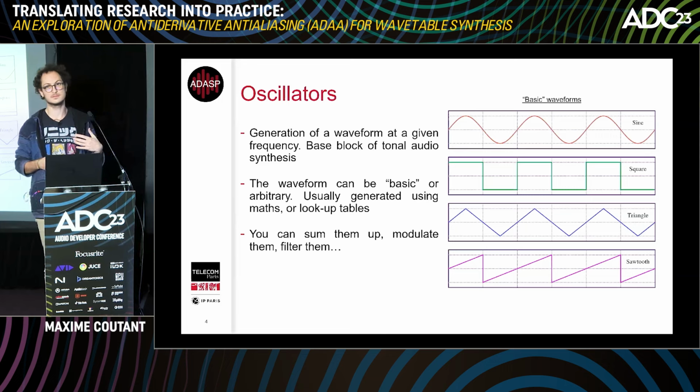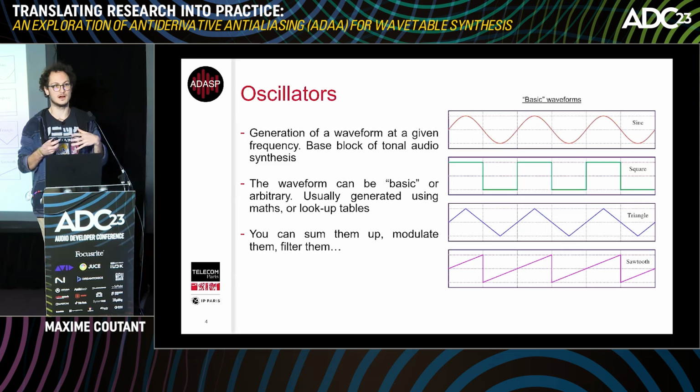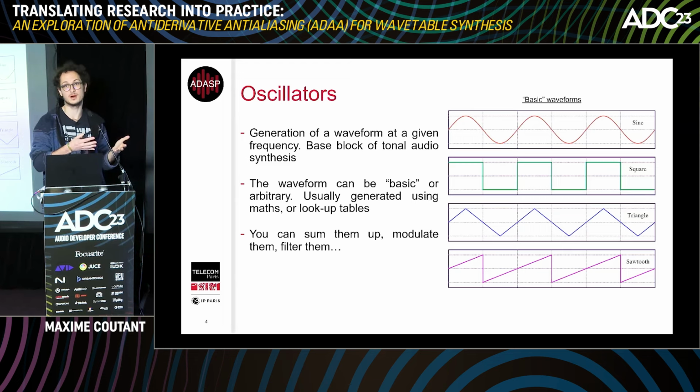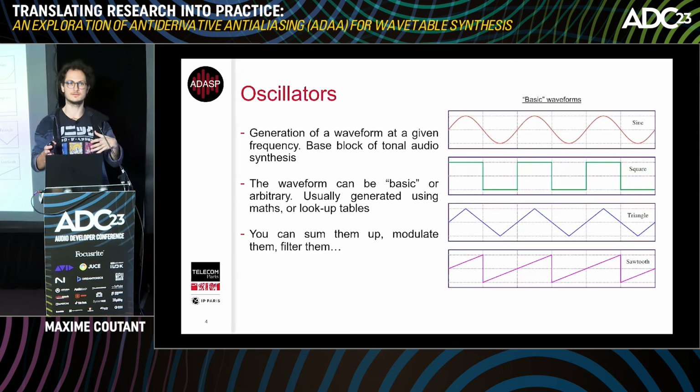Okay, so first, let's settle things down. Oscillators, what are oscillators? Oscillators are tools used to generate a waveform at a given frequency. The frequency can be steady, or it can vary extremely quickly. It's the basic block of tonal audio synthesis. The waveform itself can be what I like to call basic waveforms, like the ones you can see: sine, square, triangle, sawtooth, which are a legacy of analog synthesizers. But technically, they can be arbitrary. You can generate them using math functions, using lookup tables or samples. You can do pretty much anything you want.